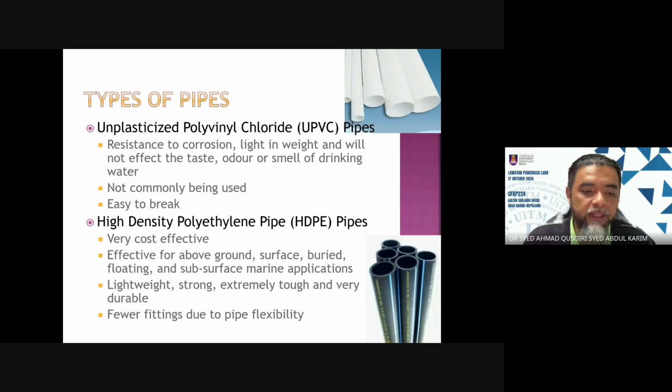So it has few fittings because of the pipe's flexibility. You can change the direction of the pipe just by bending the pipes. Of course, you can't bend it in very short distances, like a garden hose. It needs quite a long part of it to be bent, but you can bend it. So we reduce the need of using fittings such as elbows and things like that. We reduce the risk of leakage.